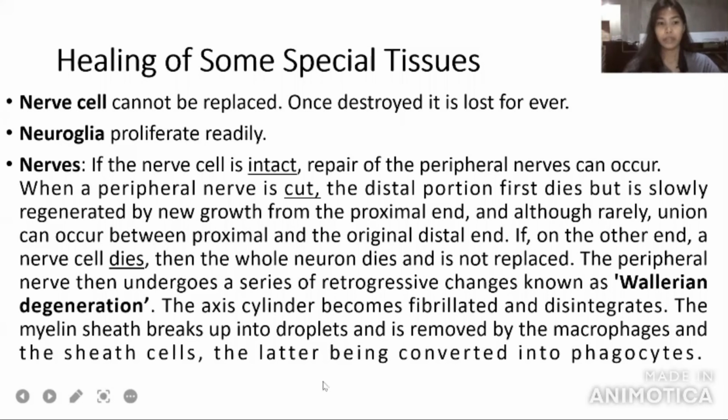The peripheral nerve then undergoes a series of retrogressive changes known as Wallerian degeneration. The axis cylinder becomes fibrillated and disintegrates. The myelin sheath breaks up into droplets and is then removed by the macrophages and the sheath cells, the latter being converted into phagocytes.